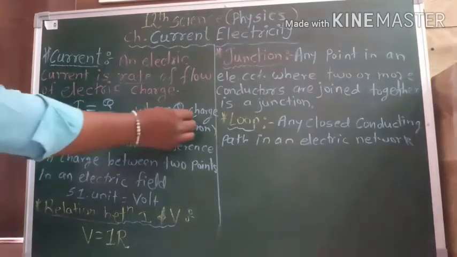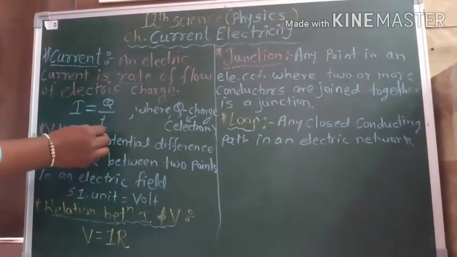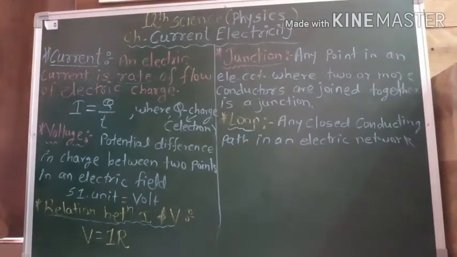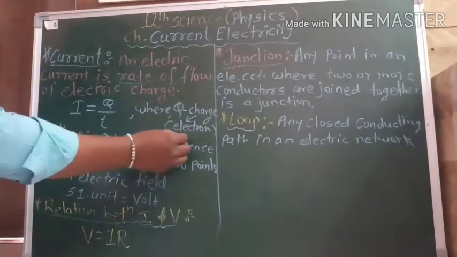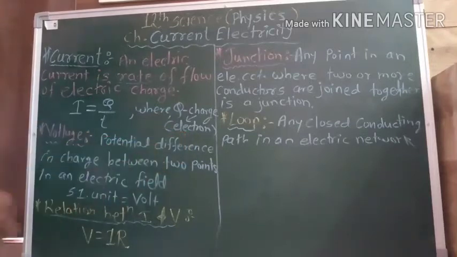Q is the charge and T is the time, that is its rate of flow of electric charges. Which charges flow? Mainly electrons are flowing through the electrical circuit. That is the current. I is equal to Q upon T, the rate of flow of electric charges. It is called current, electric current, or current electricity.